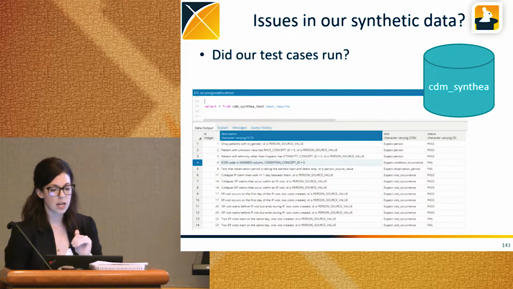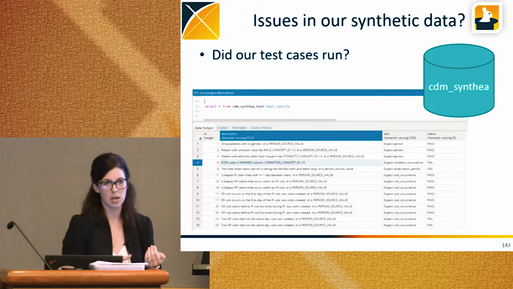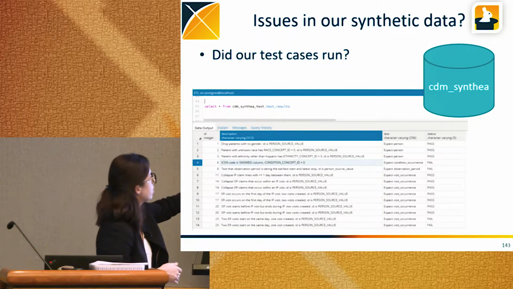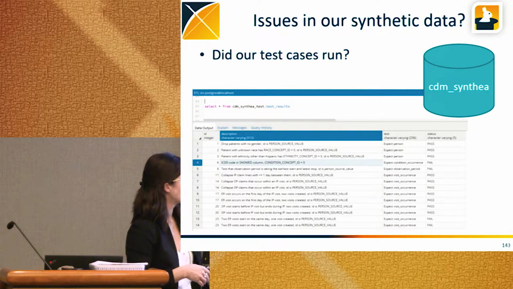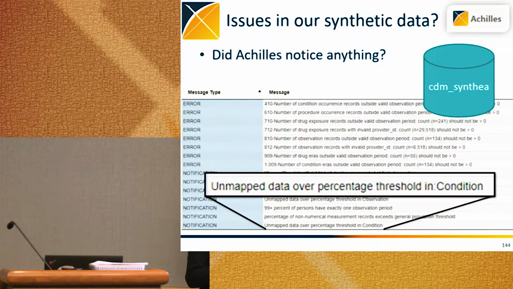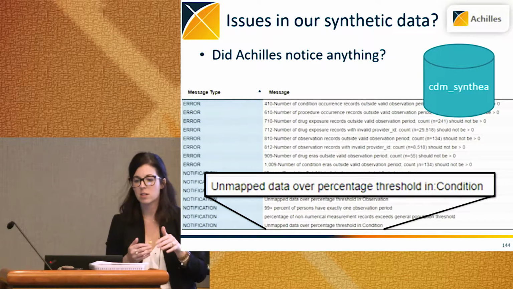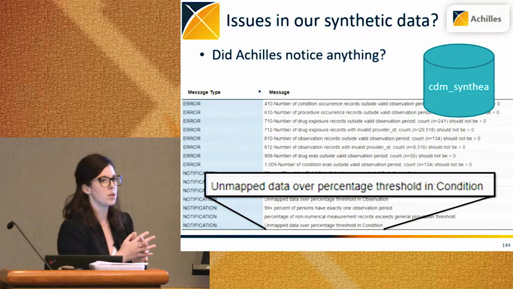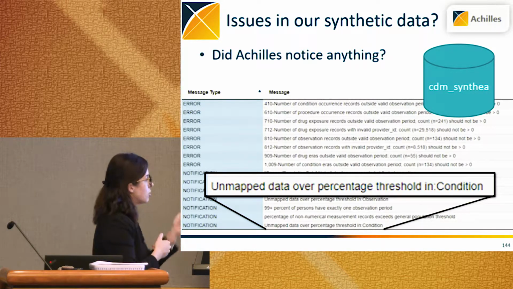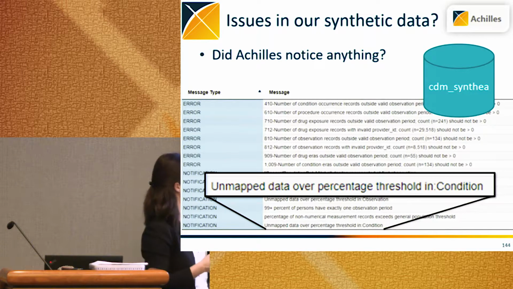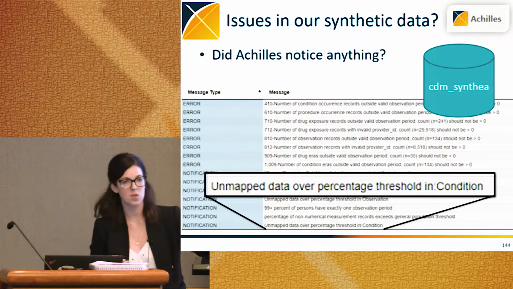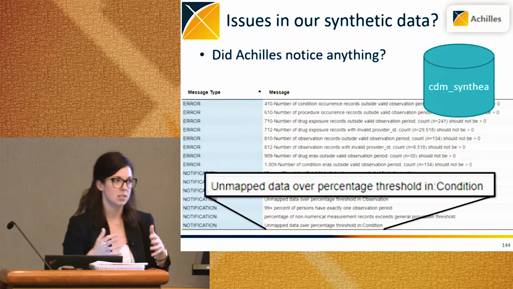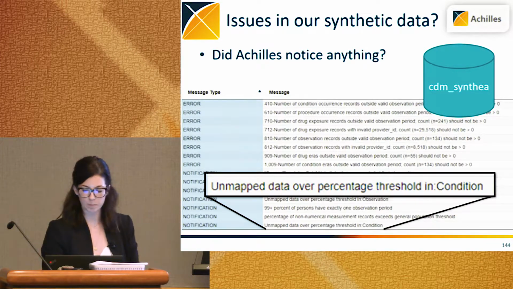So the next thing I would say is, okay, did Achilles notice anything? And one of the things down in the Achilles Heel report said there is an unmapped data over percentage threshold in condition. And that's not super informative. It does tell me that there's some unmapped data there, but I don't know what that threshold is, and I don't actually know what the percentage of unmapped data is that I have. I just know that Achilles Heel is telling me, hey, you might want to look into this.